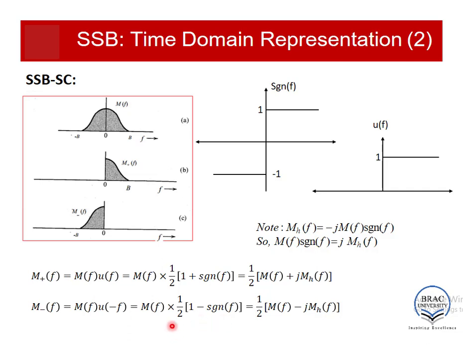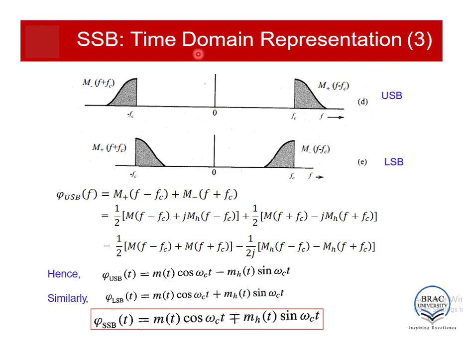So again, if I take half as common and multiply both the parts with MF, I get half of MF minus MF SGN F. Now as MF SGN F is J multiplied by MHF, I can replace it here. And finally, my M minus F is half of MF minus J MHF. Now, this is our USB spectrum. Let's take a look at this USB spectrum carefully.